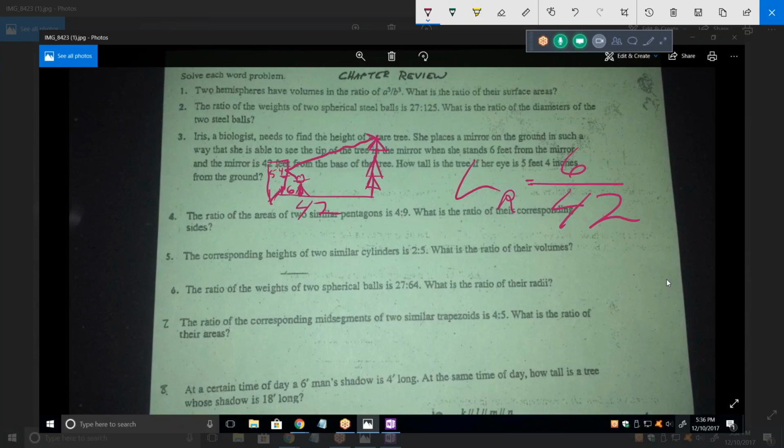So the relationship is 7 to 1 or 1 to 7. Okay. How tall do you think this tree is? 42. Would it be, just give me the concept. Are we squaring it, or are we, no, we're not.